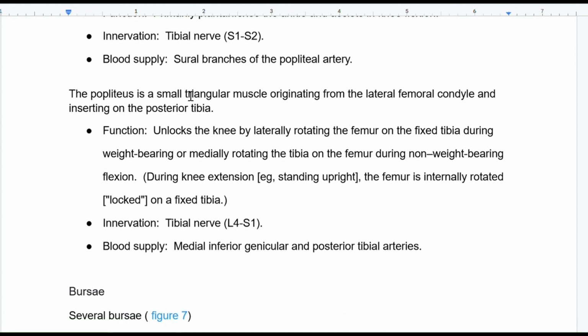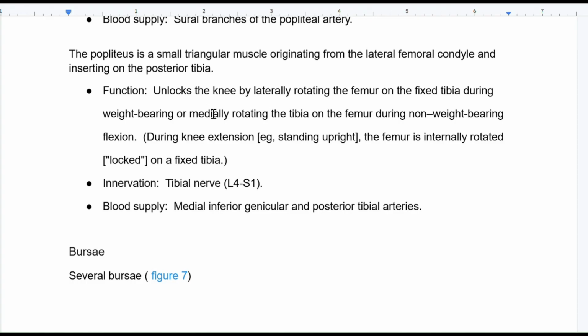The popliteus is a small triangular muscle originating from the lateral femoral condyle and inserting on the posterior tibia. Function: unlocks the knee by laterally rotating the femur on the fixed tibia during weight-bearing, or medially rotating the tibia on the femur during non-weight-bearing flexion. During knee extension, such as standing upright, the femur is internally rotated or locked on a fixed tibia.